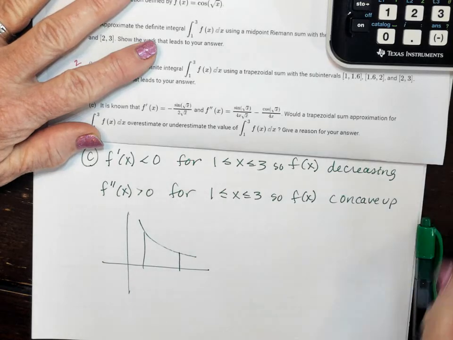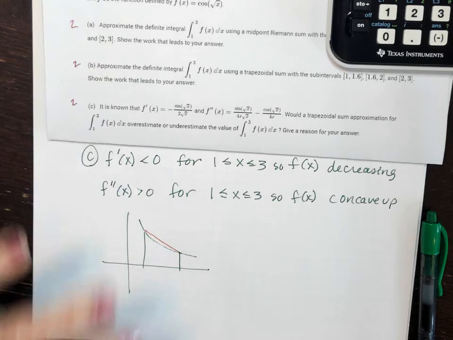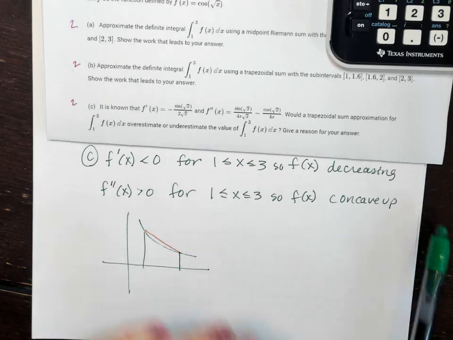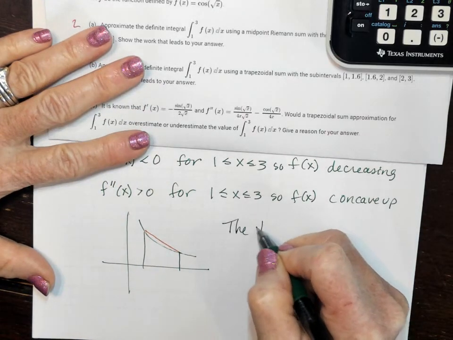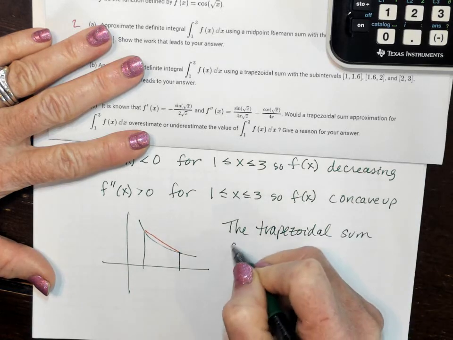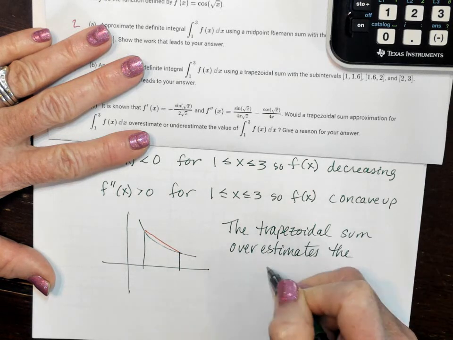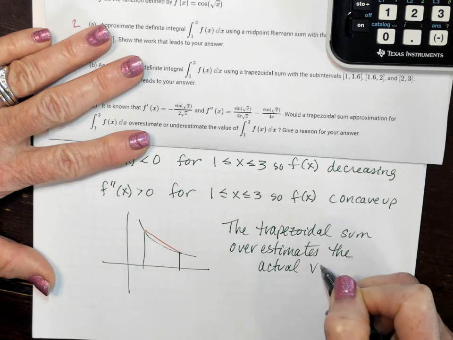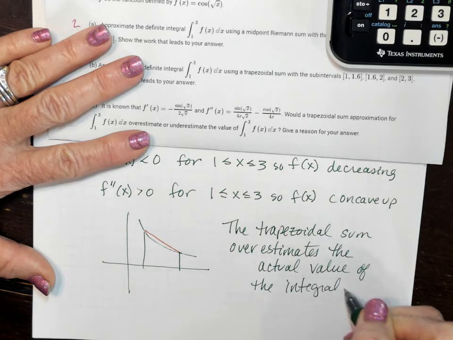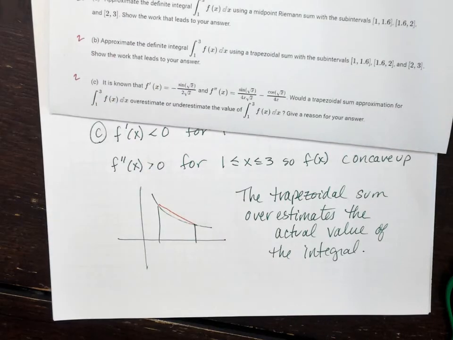and if I draw in one really wide trapezoid here, that trapezoid is above the function, so it overestimates the actual value of the integral. Okay? All right, so point values here.